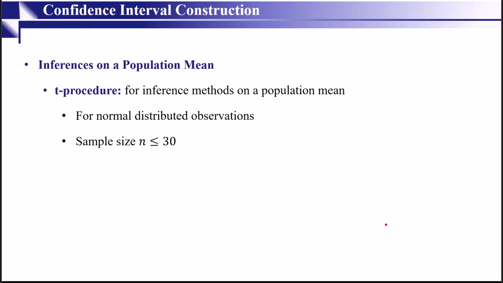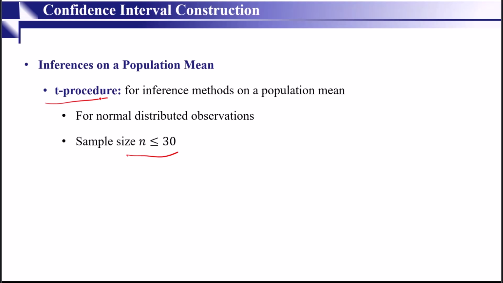When we infer about the population mean using small samples, for example less than 30, and we also don't know the population standard deviation, then we use what is called the T procedure. This is only valid when our data come from a population that is approximately normally distributed. In such cases, we use the sample standard deviation and the T distribution to compute the confidence interval. So, for inference on the population mean, normally T procedure or T intervals are used.